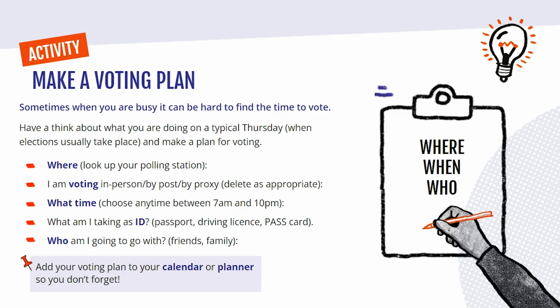Look up where your polling station is. What time are you going to go to your polling station? Remember, you can choose any time between 7 and 10 p.m. What are you going to take as your ID? Have you decided on taking a passport, driving licence, pass card? And finally, who are you going to go with? Are you going solo, or are you going to take friends and family? Don't forget to add this important day to your calendar or planner so you don't forget, because remember, your vote is important.